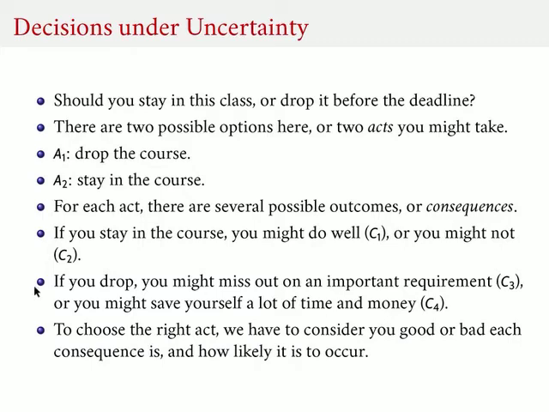And now to choose the right action in this context, i.e. to choose whether you should do A1 or A2, whether you should stay in the course or drop it, what you have to do intuitively is consider how good or bad each of these consequences is. And in addition, you have to consider how likely each consequence is to occur. So there's two things that you have to weigh. You have to weigh how good or bad each consequence is, but also you have to weight it by how likely they are. So a really, really bad outcome won't really speak that much against an action if it's very, very unlikely.